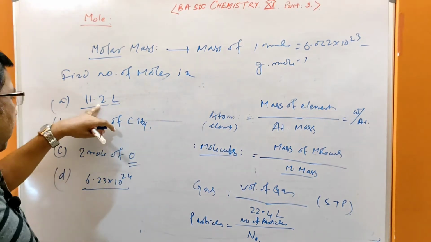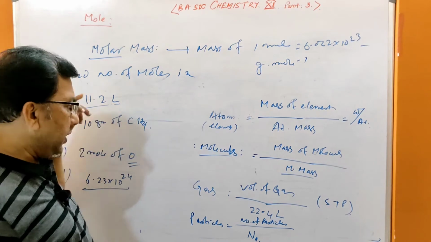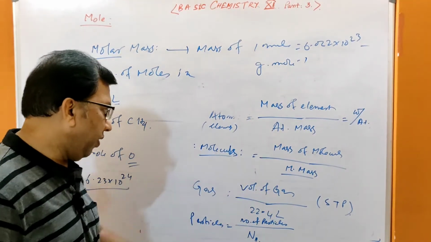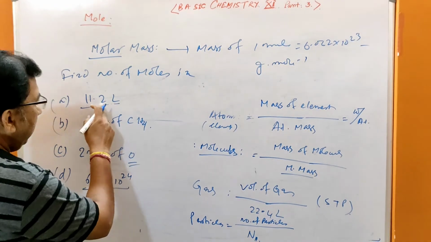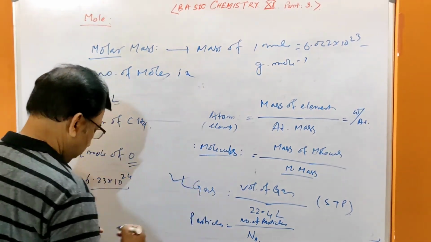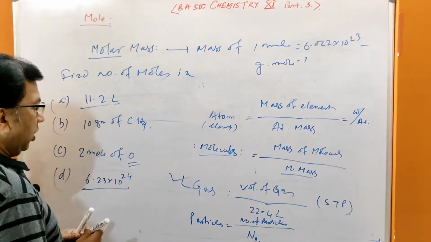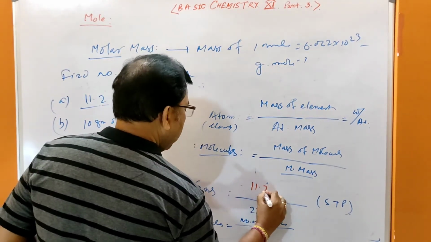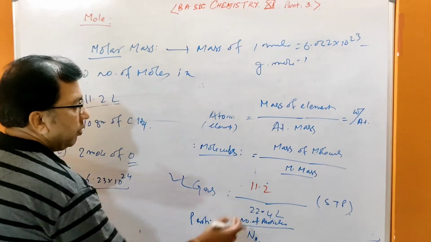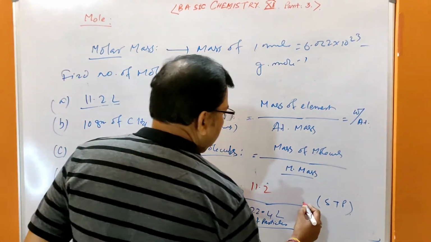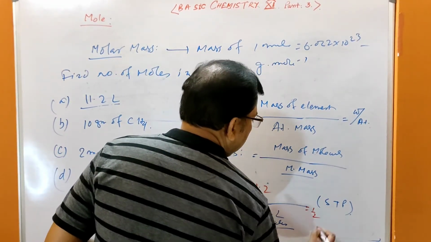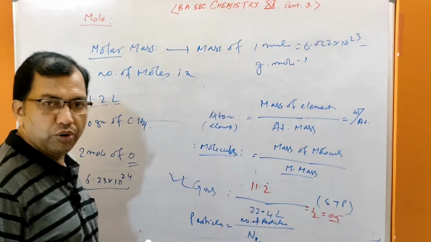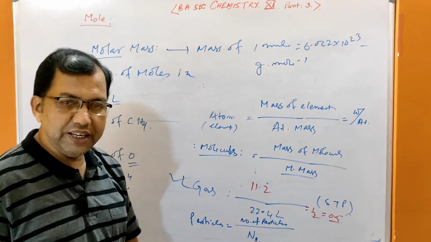So in this case, 11.2 liter, that is a gas at STP. So volume of gas is given. If you put this formula, it will be 11.2 by 22.4. It cancels to half, that means 0.5. Okay, 0.5 mole, clear.